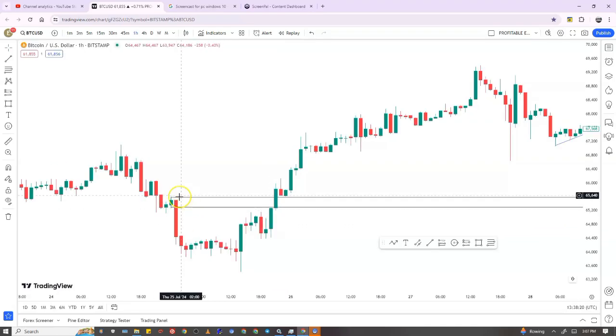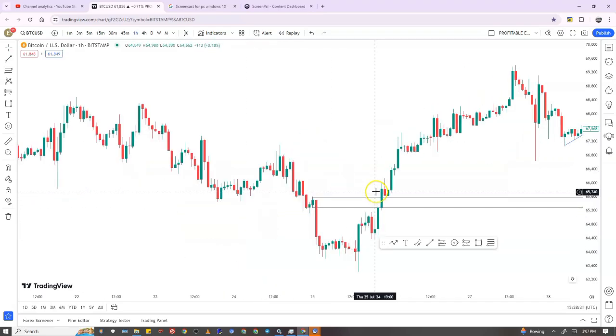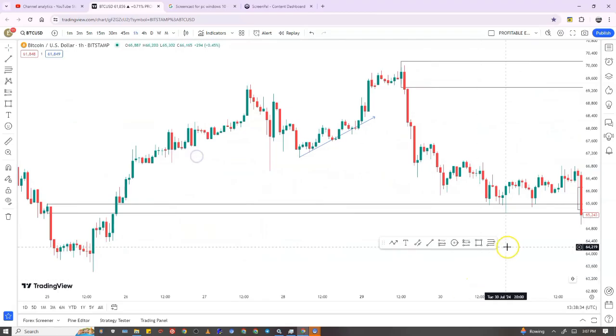So the reason why most times it's good for you to know where the market is going before you enter for a buy or for a sell. So when the buyers are too many in the market, they tend not to respect this zone, even though this was a good zone for the market to respect.